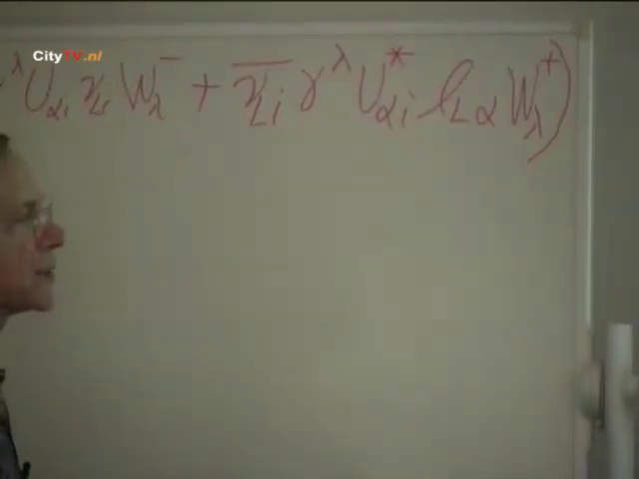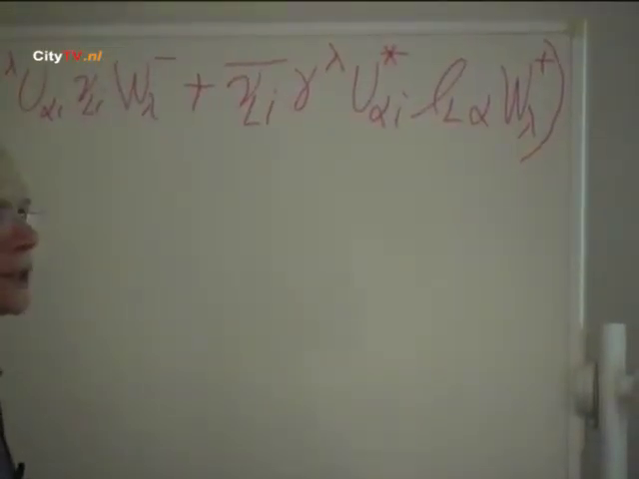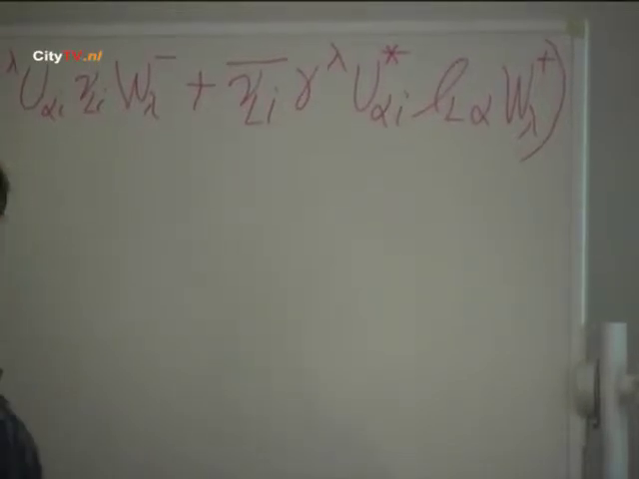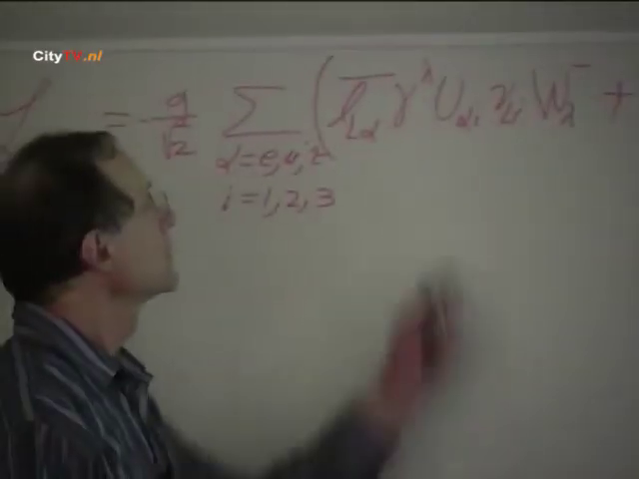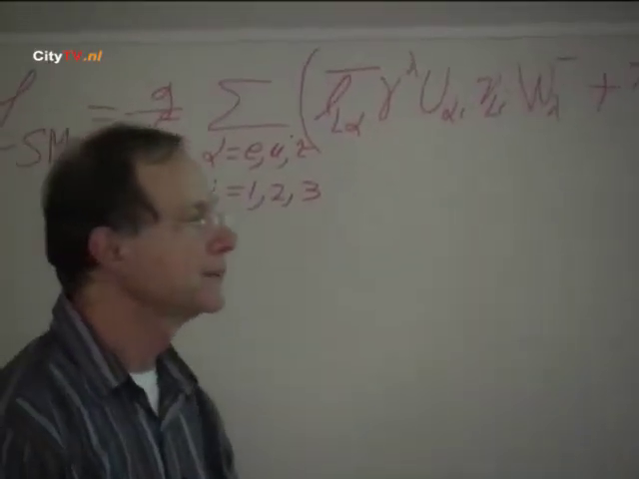Once the mass eigenstate gets to the detector and it makes charged lepton L beta with that charge, that's this term with alpha equal beta. So the amplitude is U beta I.